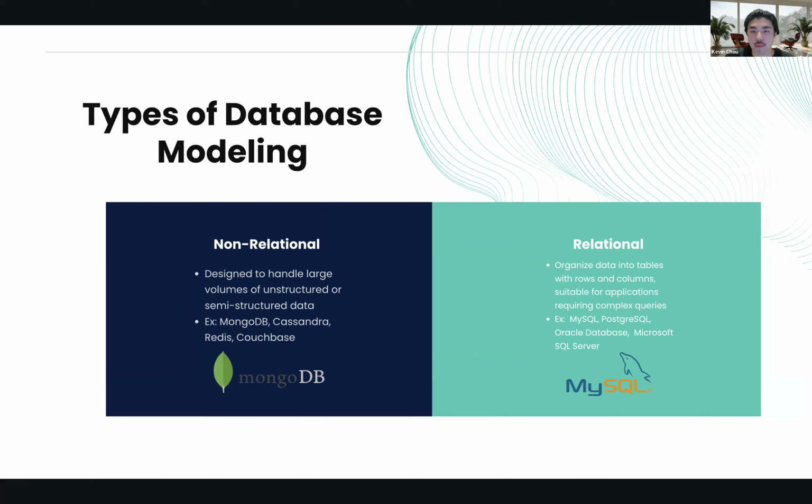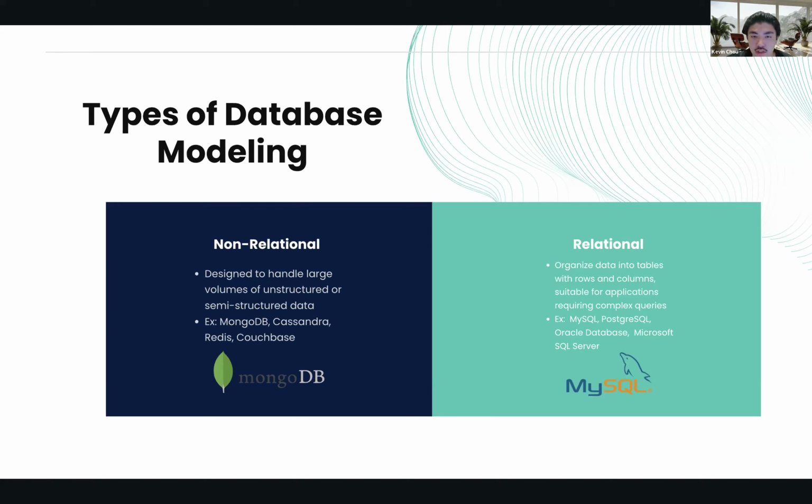Now let's talk about some of the most common types of databases out there. On one hand, we have non-relational databases like MongoDB or Cassandra, which are designed to handle large volumes of unstructured or semi-structured data. Non-relational databases provide flexible schemas that scale horizontally to handle large volumes of data. On the other hand, we also have relational databases such as MySQL or Postgres, which organize data into tables with rows and columns, making them suitable for applications requiring complex queries.